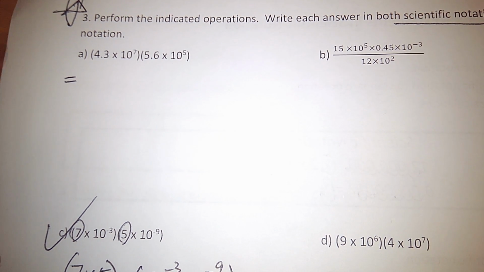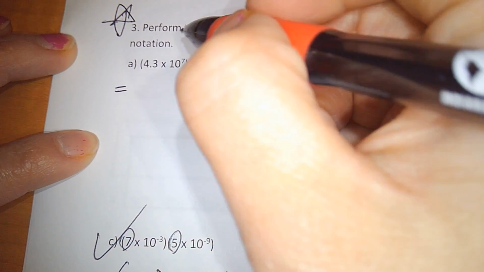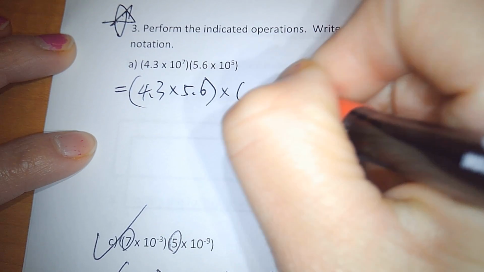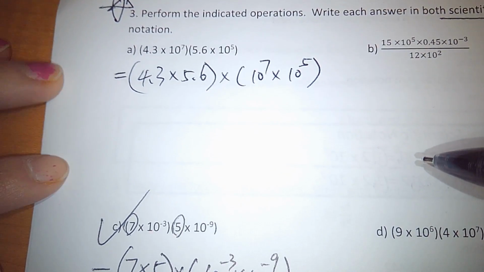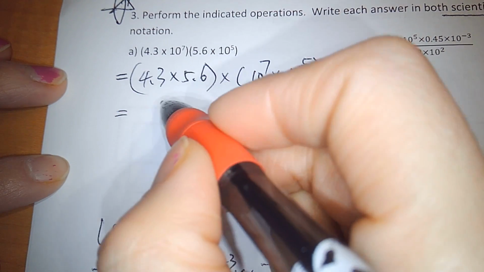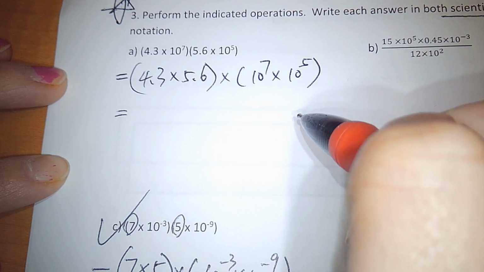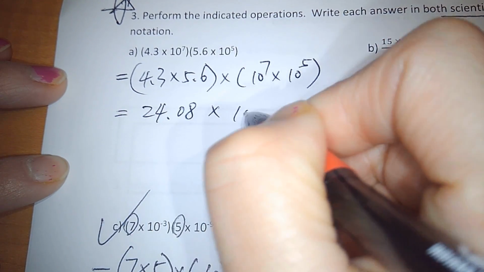A. Jose? So what I did was 4.3 times 5.6. Yes. Then we do 10 to the 7 times 10 to the 5th, right? It's going to be 10 to the 12. What do you get here? Oh, I got 4.08 times 10 to the 12, right?